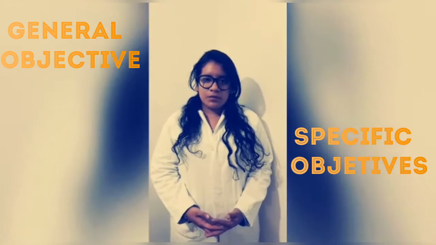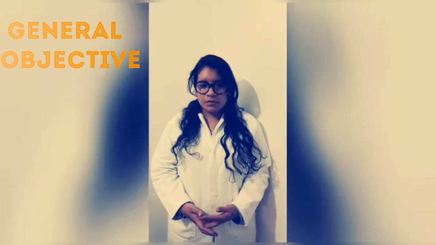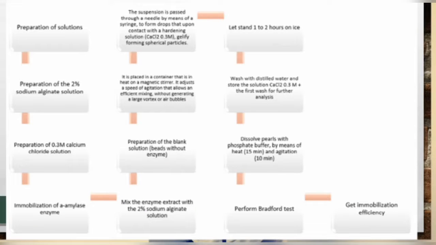Specific objectives are determining the optimal concentration of sodium alginate and calcium chloride, getting enough beads with enzyme for protein quantification, and determining a viable technique to dissolve the beads with enzyme for analysis of the alpha-amylase enzyme. The methodology is described in diagram 1. It has been reported that the porosity of calcium alginate beads depends upon the alginate type and the gelling agent concentration.